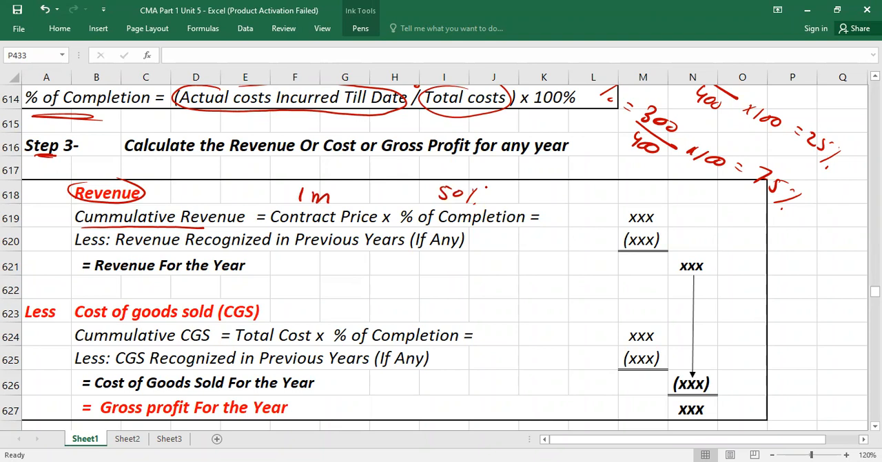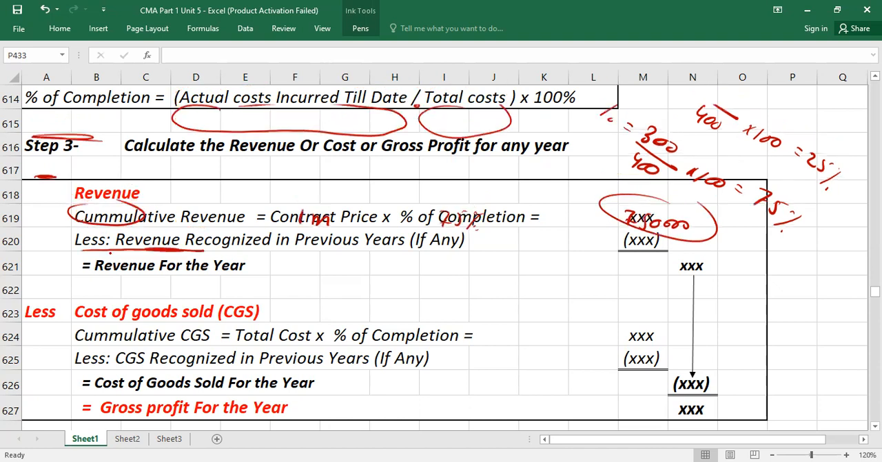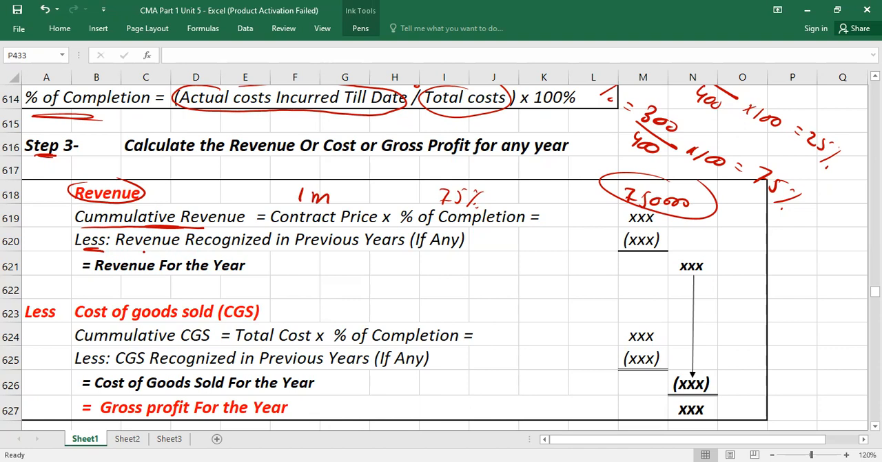Assume you are sitting in year 2. The percentage of completion, let's assume in my example, is 75%. You will take 1 million times 75%. This will give you 750,000 as the cumulative revenue. This cumulative revenue includes the revenue of the previous year also. From there, I will deduct the revenue recognized in previous years.